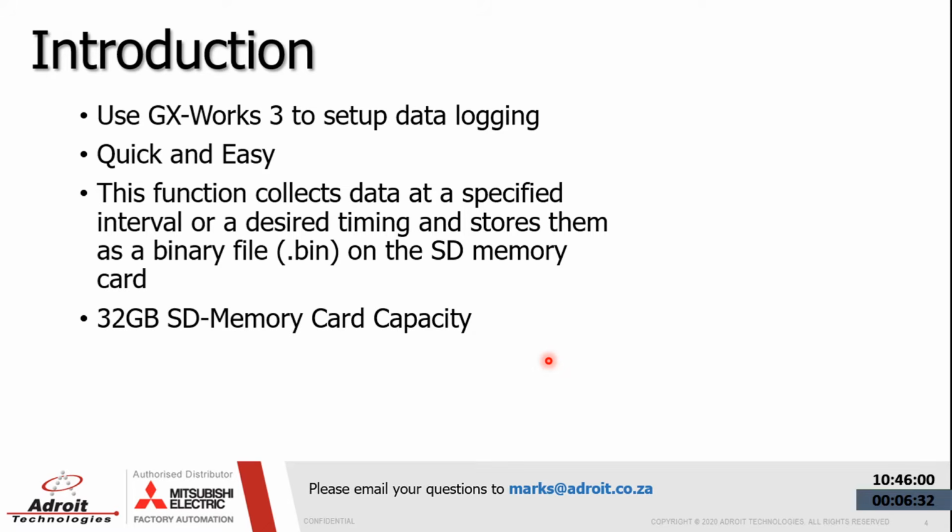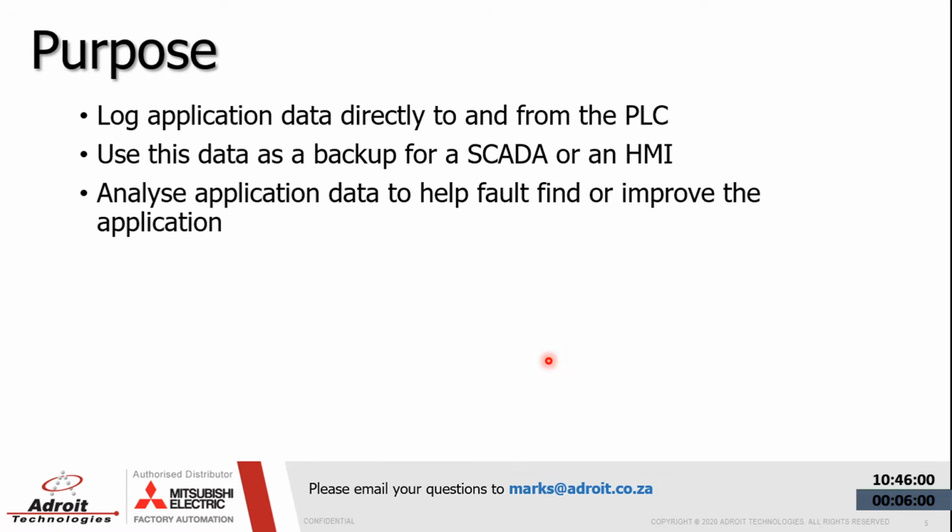It collects data at a specific interval or desired time and stores it as a binary file, a .bin file, on the SD memory card. But it can also save it on the device memory itself. I always like using the SD memory card, and it can use up to a 32 gigabyte memory card, but that is the standard that the FX5 can use. It's not a specific standard all round at the end of the day. I'll explain to you later what I mean by that.